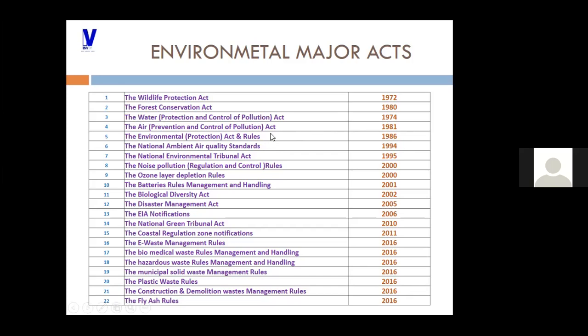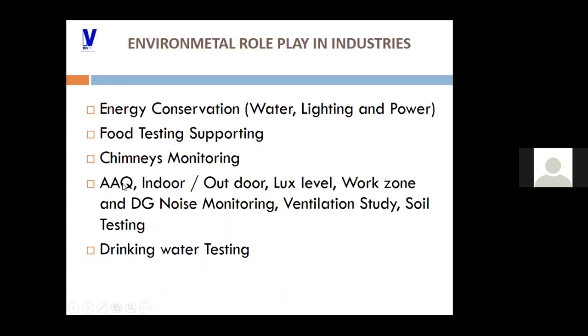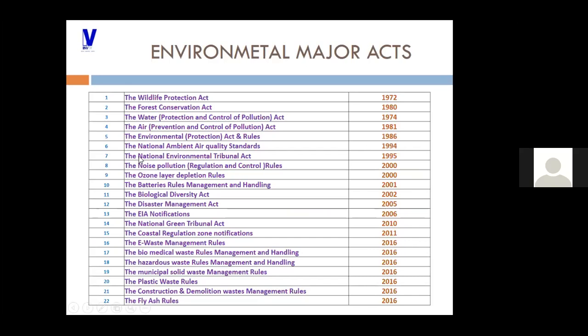For example, initially I told you about AAQ, Ambient Air Quality Standards, indoor and outdoor. In case in your plant you are going to do ambient air quality monitoring, you have a little bit of an idea, but if you want to fulfill the norms as per the standards, you can refer to the National Ambient Air Quality Standards 1994. Once you refer to this document, you will get a full-fledged idea. In case you are engaging any third-party people, definitely they will do the task. As a client, you should always refer to this and keep it at your fingertips.